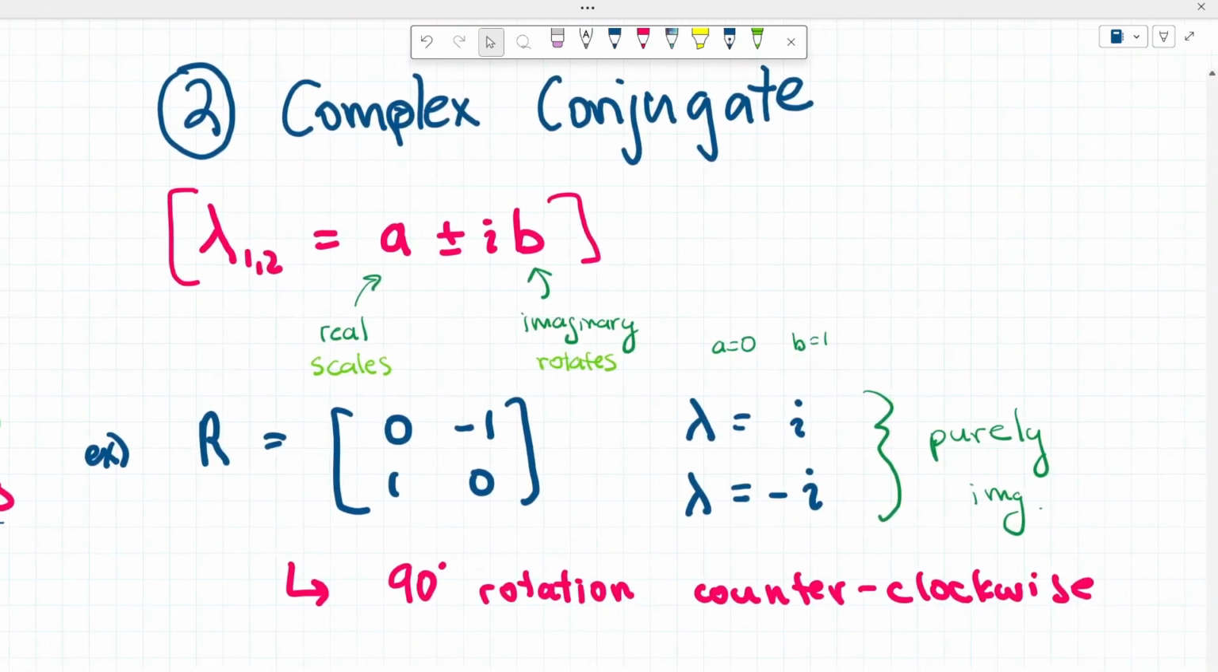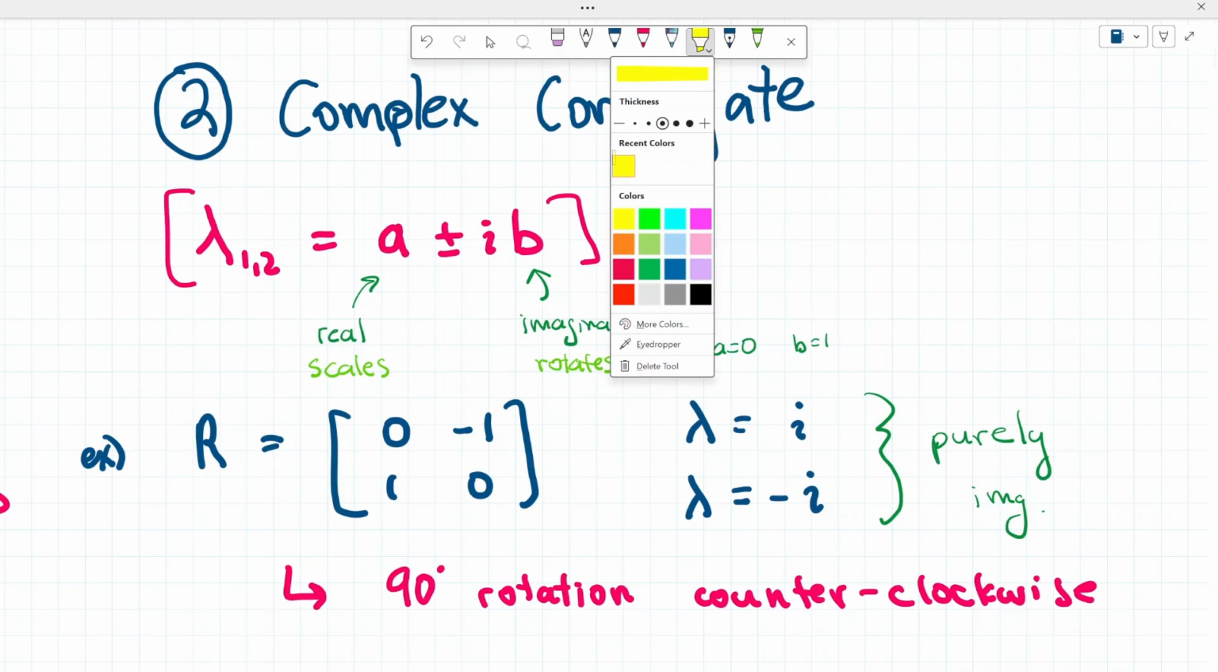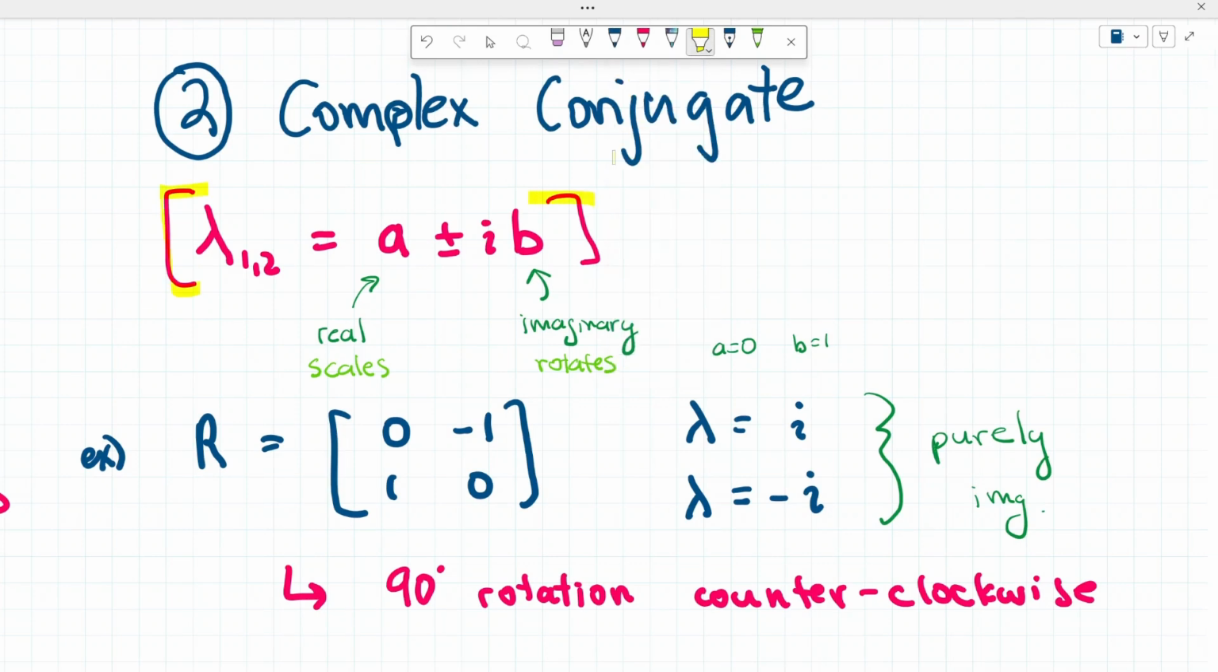Let's go to our second case. What happens if we have complex conjugates? So complex conjugates are given in this form, where we have our lambda, our eigenvalue, equals a plus or minus ib, where a is our real part and b is our imaginary part.